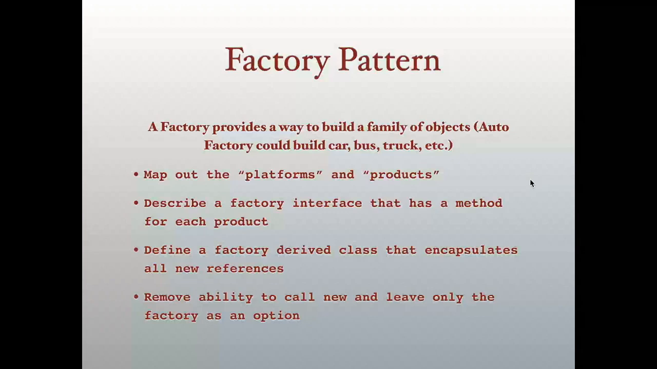You're going to define a factory derived class that encapsulates all the new references. And then you're going to remove the ability to call new and leave only the factory as an option. So those two steps, what you're going to do, if you've gone through and built your objects, so let's say we've built a car object, a bus object, and a truck object, somewhere along the way, we built constructors for those, and probably potentially destructors, so that we could build an instance of a car.